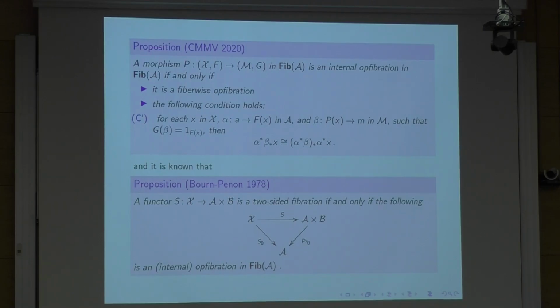And this is another result by Bourn and Penon: you get a two-sided fibration if and only if you have an internal opfibration in the category of fibrations over A, which has as codomain the projection of a product, exactly as in the case of regular span.